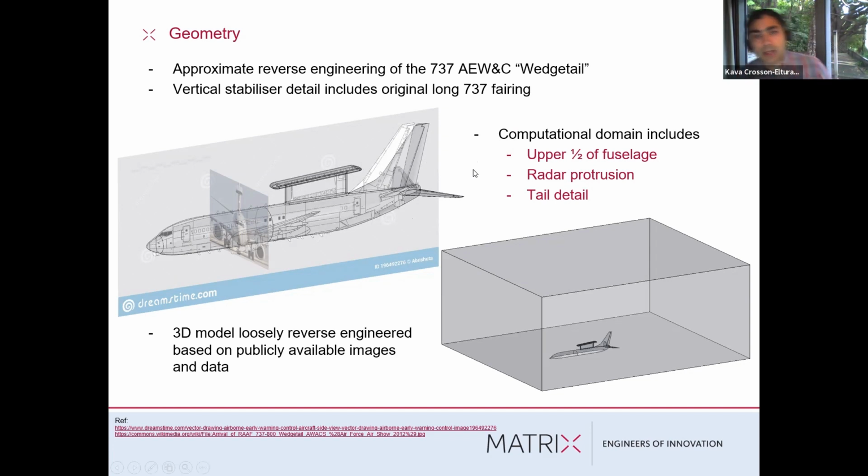So what I did was I took a model of a 737-800 and trimmed it down to be about the right length and added a Wedgetail feature to it and used that to develop a fluid domain of the top half of the aircraft, including the tail and the Wedgetail. It's a little bit different. You can see that the vector graphic in the back there has a much shorter leading edge fairing on the tail, on the vertical stabilizer, whereas the model that I've built has the stock 737-700 fairing.